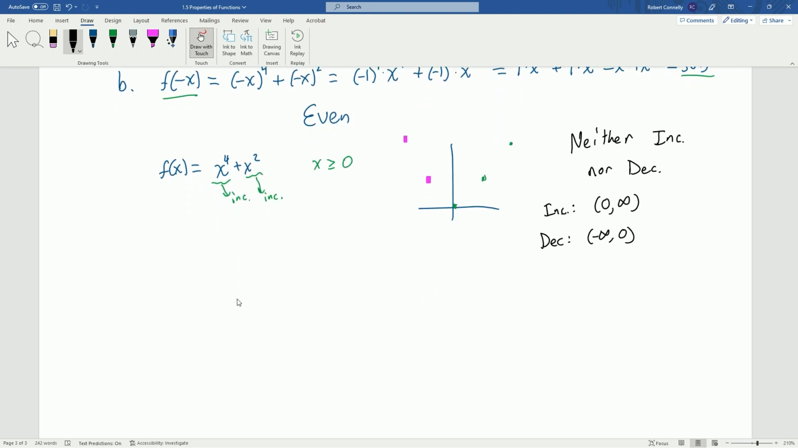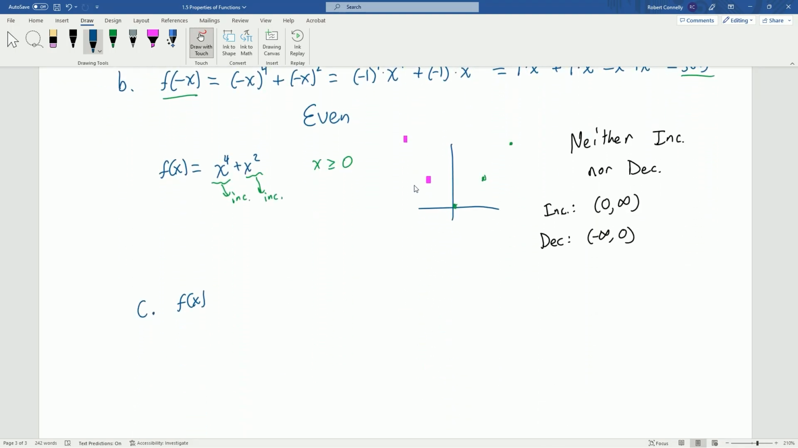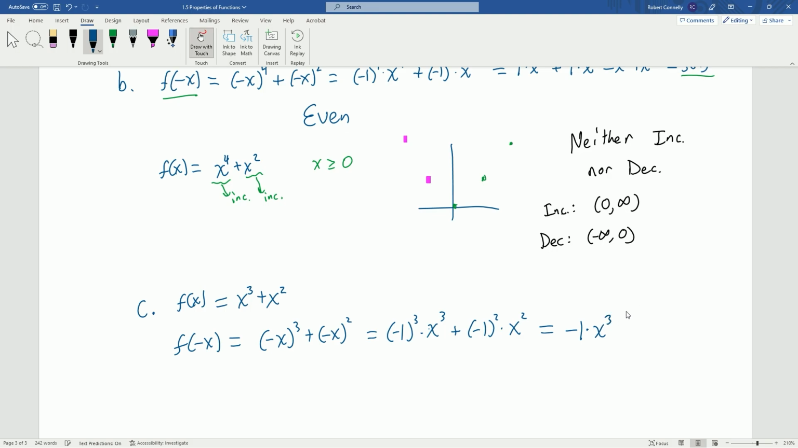All right, and the last part of this one. So I'm going to rewrite this here since we can't see it on screen anymore. f of x equals x cubed plus x squared. So we plug in negative x. That gives us negative x cubed plus negative x all squared. That's negative 1 cubed times x cubed plus negative 1 squared times x squared. Negative 1 cubed is negative 1. And negative 1 squared is positive 1.